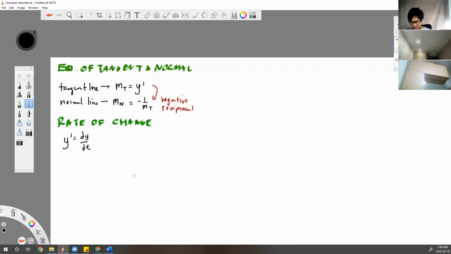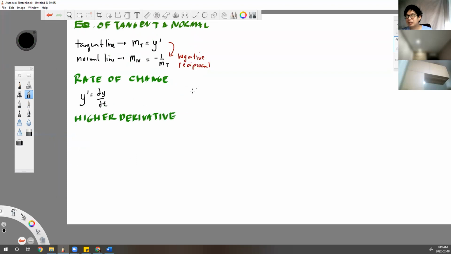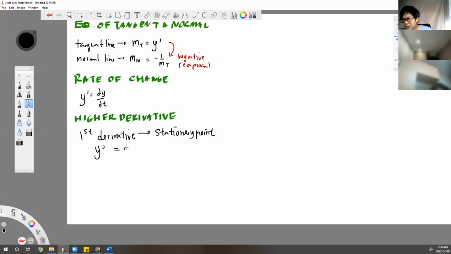Okay, after we do the rate of change, the most favorite part is the higher derivatives. So let me show you what higher derivatives are. Higher derivative, you go to the further derivative, higher differentiation. So it is talking about the second derivative, right? And higher derivative is talking about two things: the first derivative, and what does it mean? The first derivative is talking about the maximum minimum point, or the stationary point. Stationary point is where the first derivative equals 0.